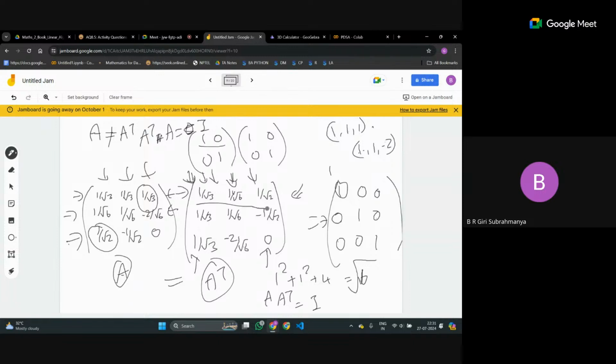Let's just do the dot product for the first column and see. First column and first row: 1 by root 3, 1 by root 6, 1 by root 2. We have to just do the dot product with itself. So this will be 1 by 3 plus 1 by 6 plus 1 by 2, right? So this is going to be 2 plus 1, 3, and this is going to be 3. So 6 by 6, this is going to be 1. So the first column is a unit vector, correct?